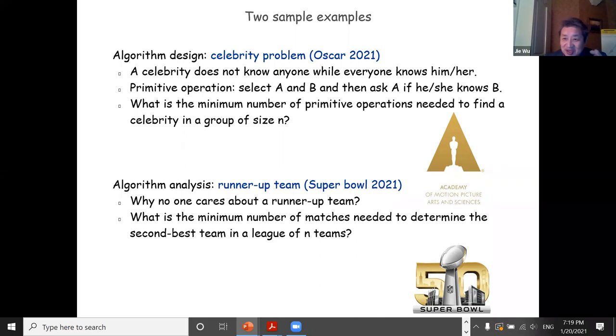So it's very interesting. It's two times N minus one. First, eliminate all the ones who are not the celebrity, N minus one. Then for the person left, you still need to check whether he is the celebrity or not. You ask everyone whether they know this person. If all of them know him, he's the celebrity. Otherwise, he's not. And this is the most efficient algorithm, 2n minus 1.